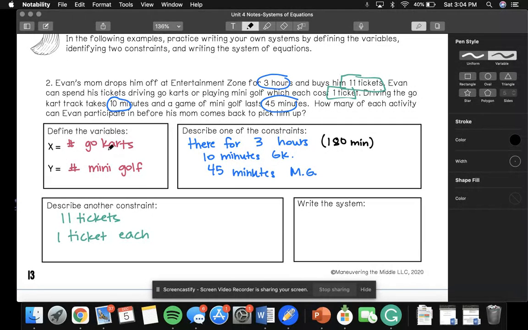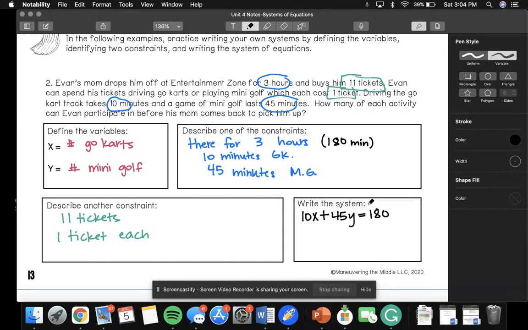So go-karts take 10 minutes. So 10 minutes every time you go on a go-kart, plus 45 minutes for every time you want to go mini golfing. And that's going to equal a total of 3 hours or 180 minutes. So using this first constraint, we can write this first equation.